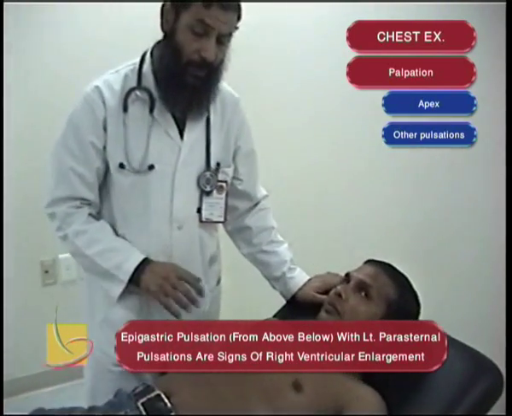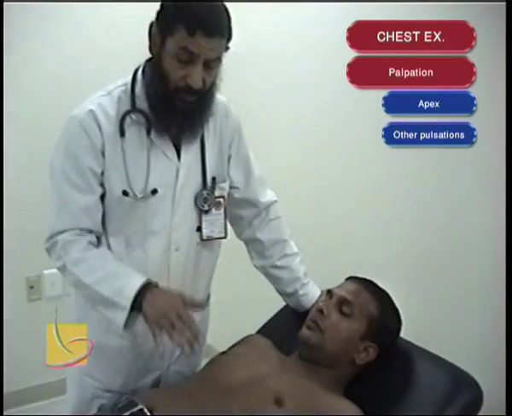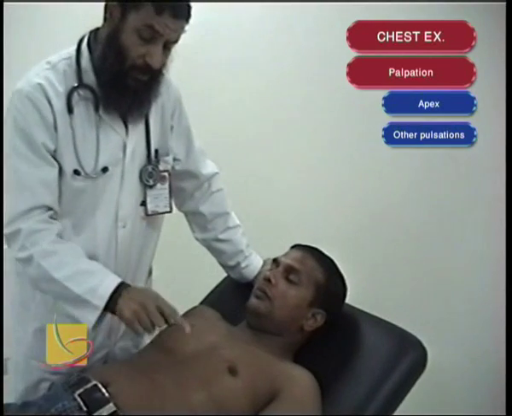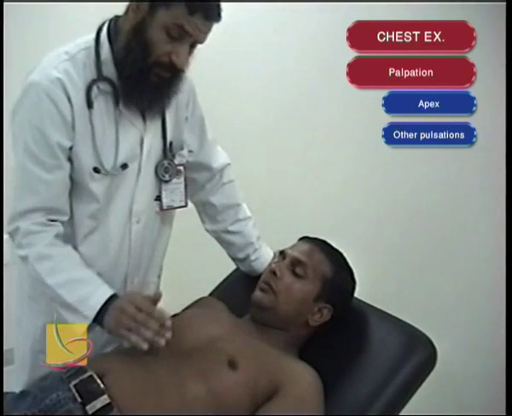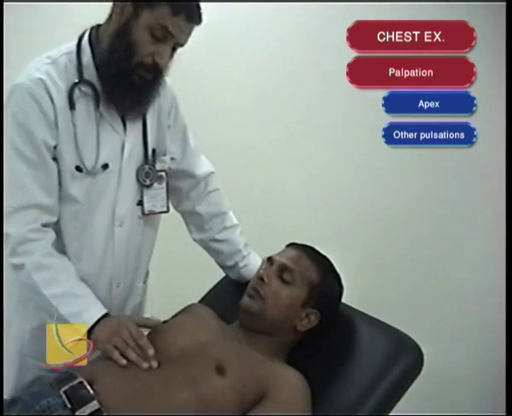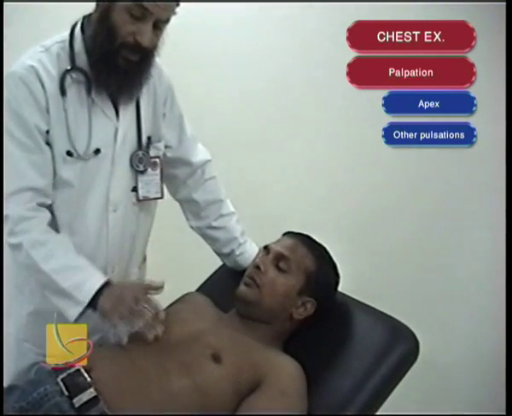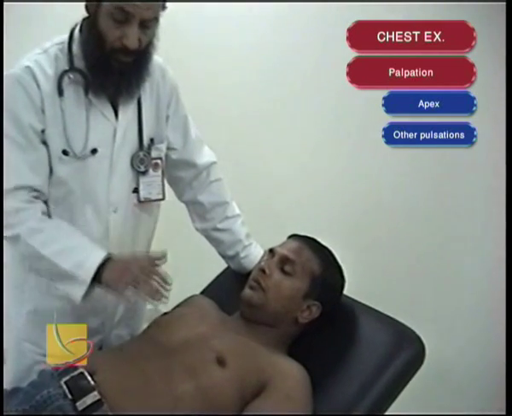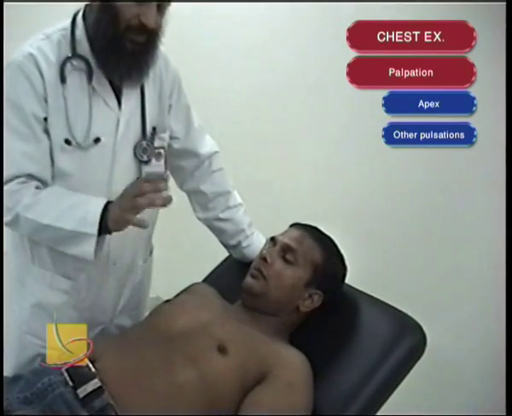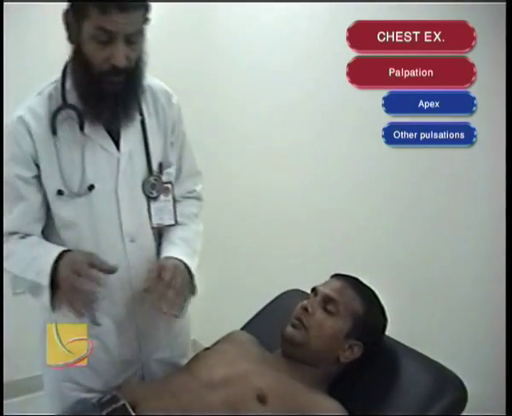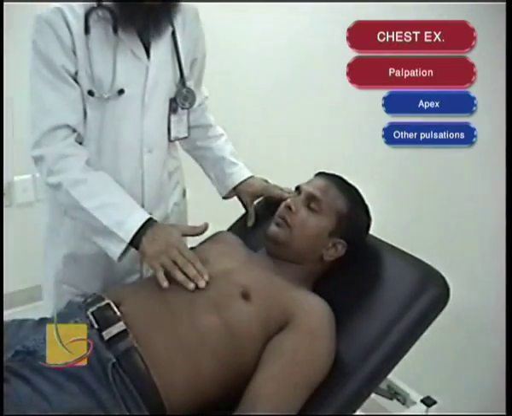are signs of right ventricular enlargement or right ventricular dilatation. What is the significance of this? If you get right ventricular enlargement, that is to say, left parasternal heave and epigastric pulsations coming from above downwards, this means 100% that this patient has cor pulmonale. What is cor pulmonale? We repeat, right ventricular or right side of the heart involvement in respiratory disease, whether acute or chronic. This is the most definite sign.